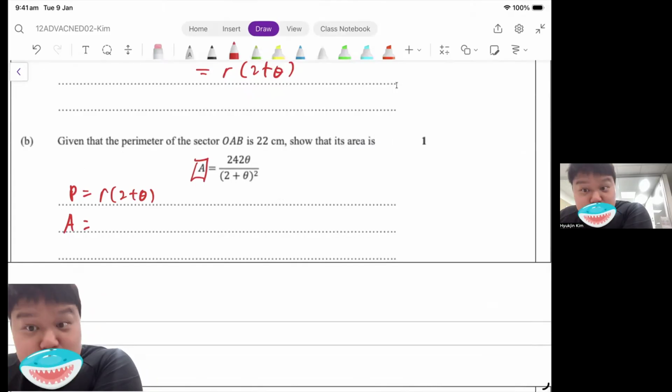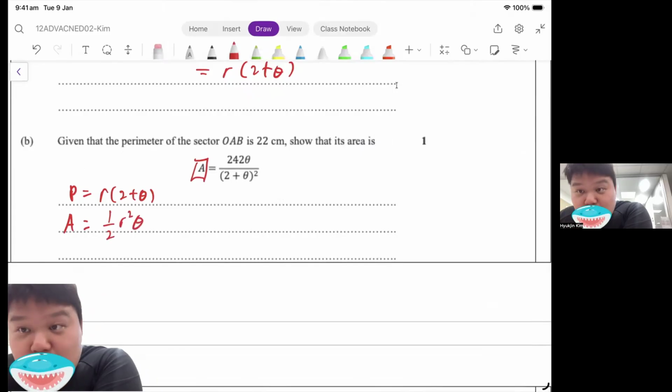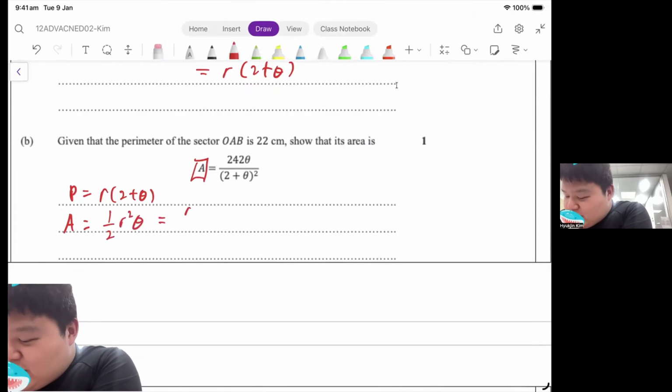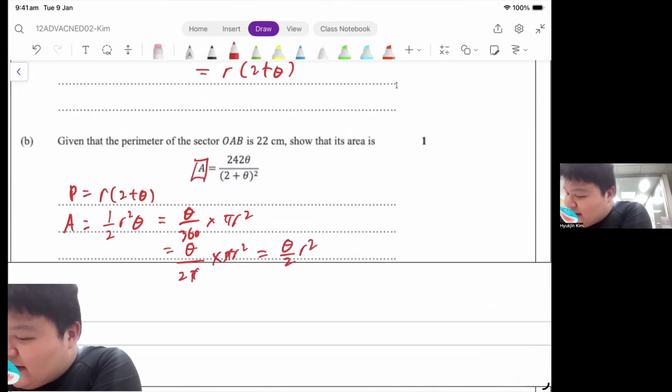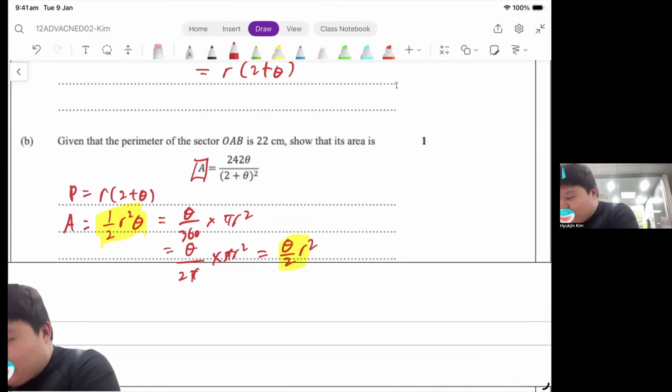And if you do remember the area of the sector, it is half r squared theta. If you don't remember, you can also do theta over 360 times pi r squared and then just change it into theta over 2 pi times pi r squared. Cancel, you get theta on 2 r squared. They're all the same thing. You can derive it worst case first.